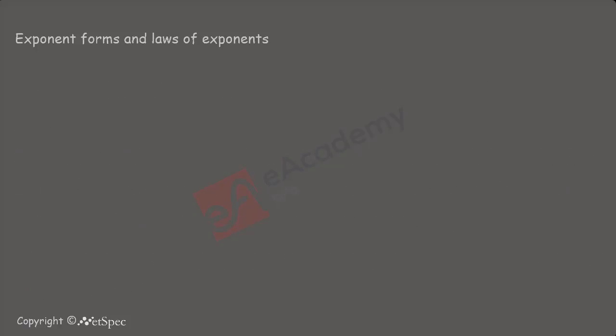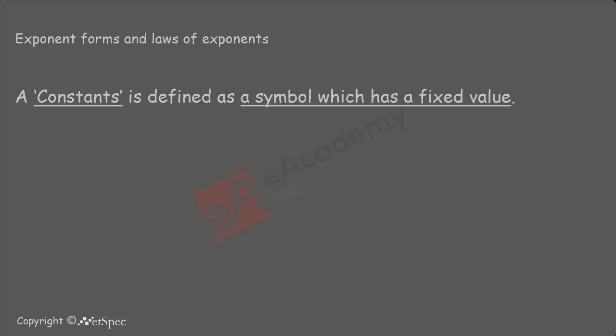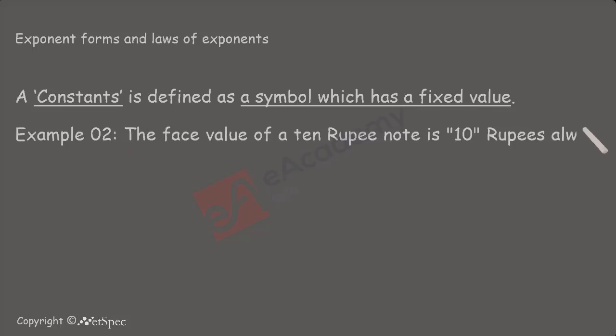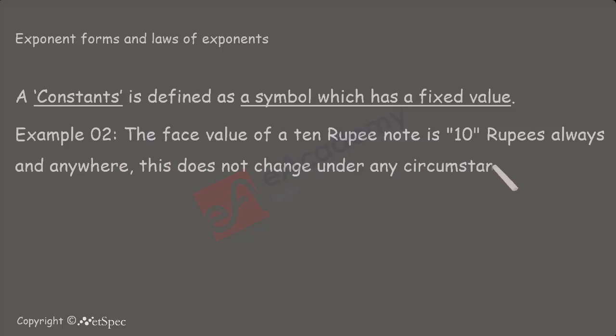Now I am introducing one more basic definition called constant. What do you mean by constant? We can define a constant as a symbol which has a fixed value. For this I am going to take one example. Here I took one 10 rupee note, and if you go to any other place, the value of this note will not change. Wherever you go, the value is always fixed, so here the value 10 is called a constant.